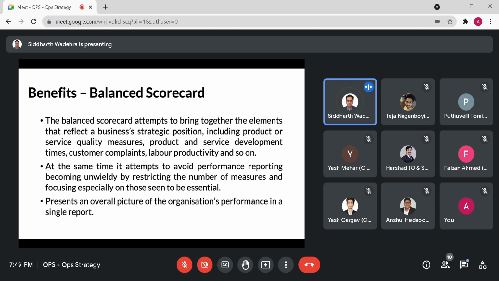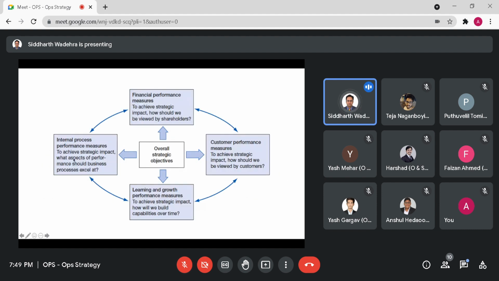At the same time, it attempts to avoid performance reporting becoming unwieldy and restricted, and there could be some very specific measures which the organization might focus on, which will not have so much of an impact on a much larger level strategy. So it restricts that, and more importantly, it presents an overall picture for the organization in one report on one page.